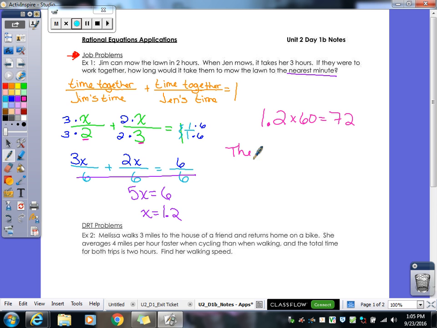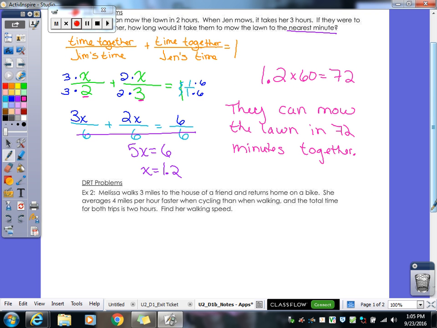So they always got to write a sentence. And mow the lawn 72 minutes together. Because it was a word problem, so you need to answer it with a sentence. They ask you in sentences, you answer in sentences.